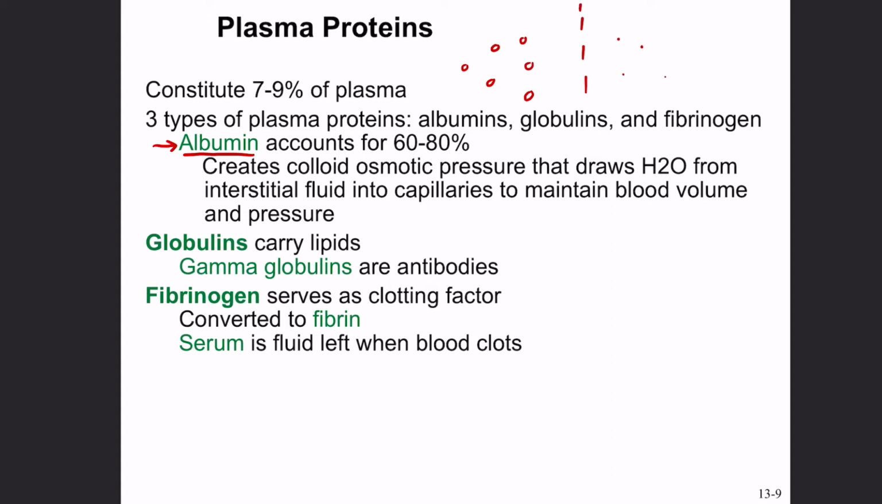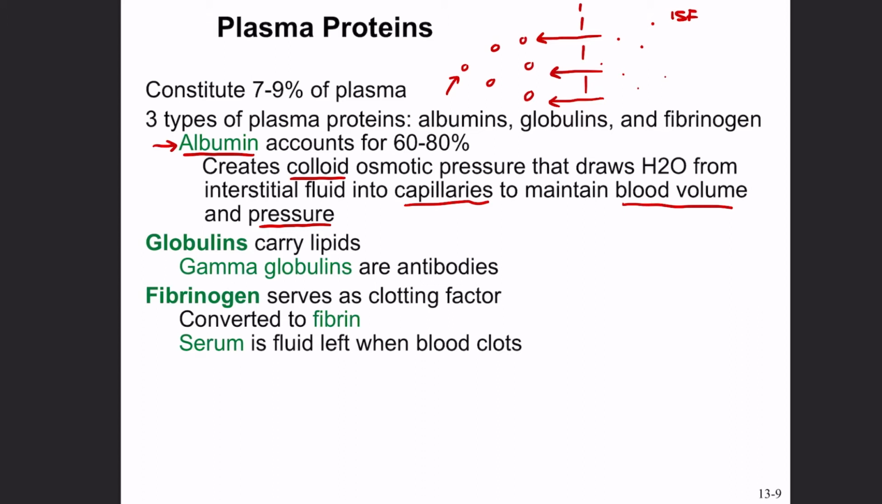Say that maybe this is some different fluid here, interstitial fluid of the body, where the albumin is going to draw water towards it from our capillaries or from other areas. So I showed the example of interstitial fluid here. This is going to draw water towards it, and so this helps us maintain our blood volume as well as blood pressure. It helps maintain this osmotic pressure, and it's called colloid because that has to do with proteins. So that's the job of albumins, and we have a lot of albumin protein in our blood.